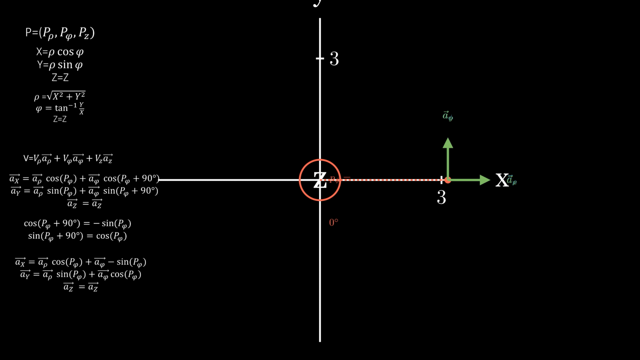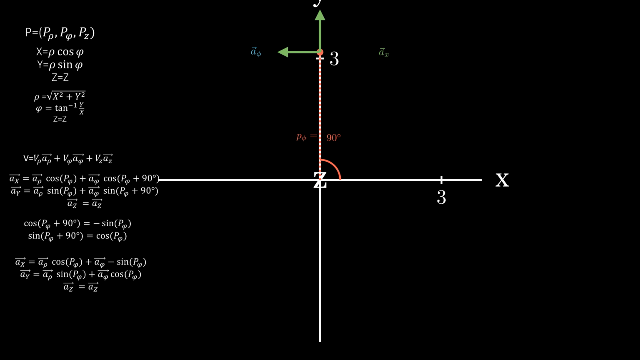If we move to b phi equal 45 degrees, here a rho and a phi cancel each other on the x-axis, and they have the most amount in the y-axis. At 90 degrees, a rho is equal to ay, and a phi is equal to minus ax.